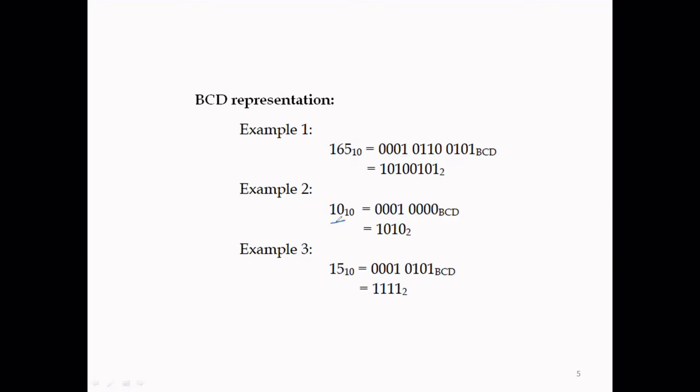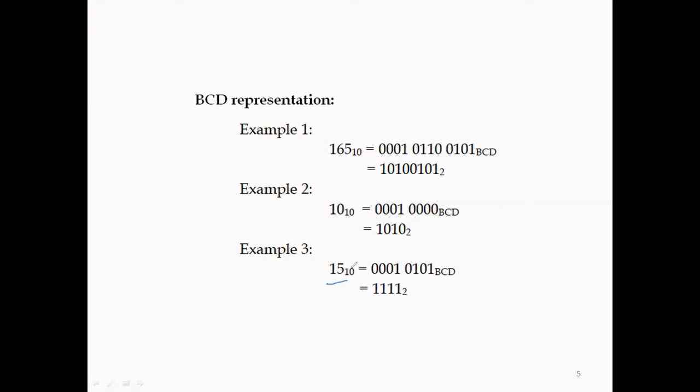Let us see 10 in the decimal number system. In BCD, how can we represent it? 1 means 0001, 0 means 0000. That is BCD. Conversion is simple, but it will take 8 bits. See here, 10. In the binary number system, how can we represent 10? 2, 5, 0. That is 1, 0, 1, 0. Only 4 bits are taken in the binary number. That is the difference between BCD and binary.